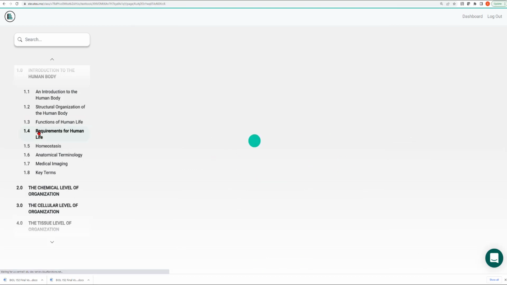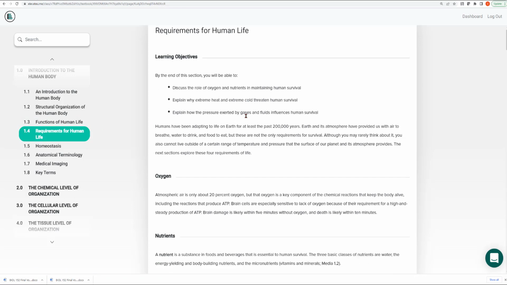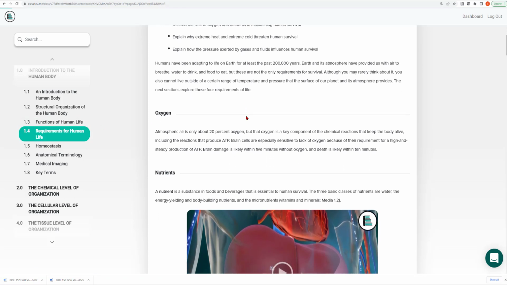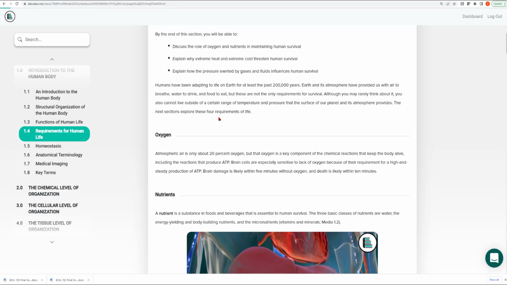Moving on. So those are the functions of life. What are the requirements for human life? So this is a pretty straightforward list. We need oxygen, right? We need oxygen. Our air is about 20% oxygen. Most of our air actually is nitrogen gas, but about 20% of our air is oxygen, and we absolutely must have oxygen.